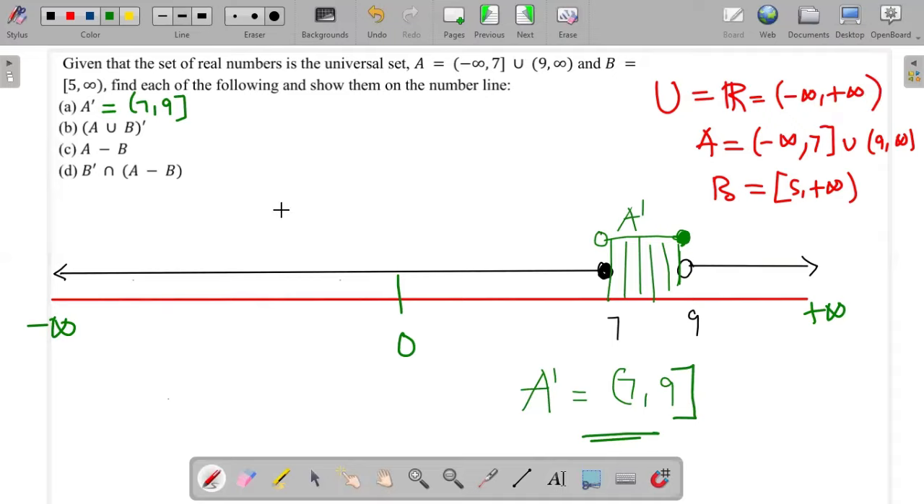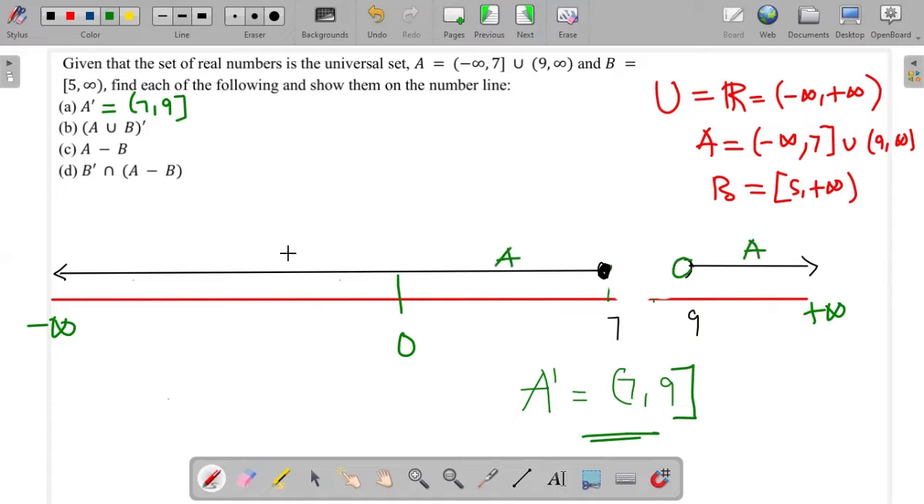Okay, we move to A union B complement. It means we first have to show the A union B and then we get its complement. Whatever I'm showing here, it's my A. So this is my A.